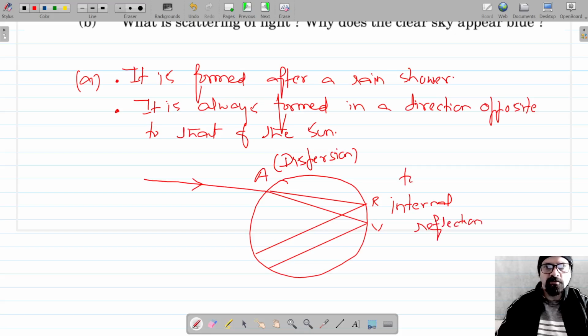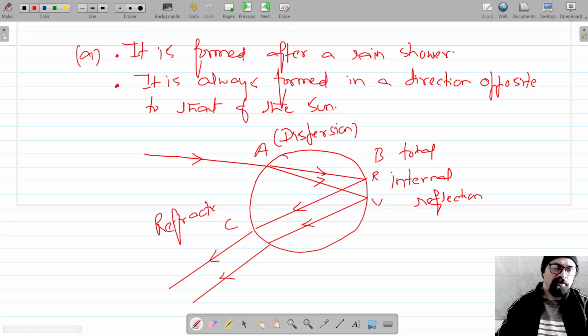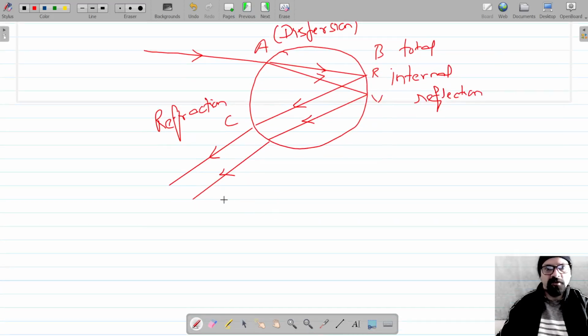We also call it total internal reflection. So this is point B where the total internal reflection is happening. And at point C, there is a refraction. So the light rays are coming from the water into the air. And let's give the direction. So these are the three phenomena involved in the formation of a rainbow, and let's label it: this is the ray diagram for the formation of a rainbow.